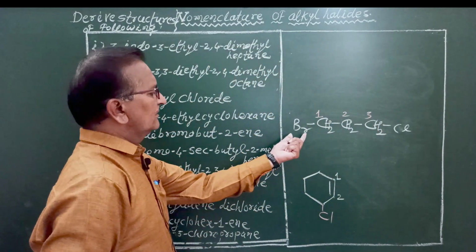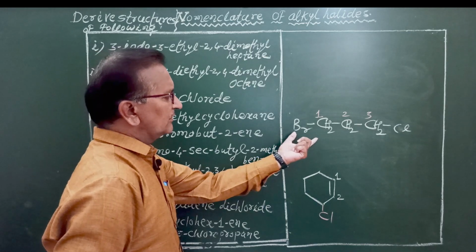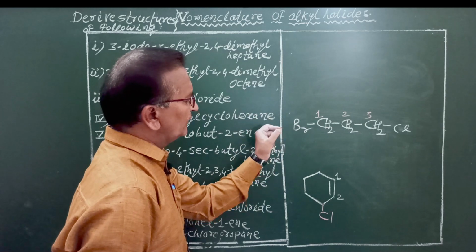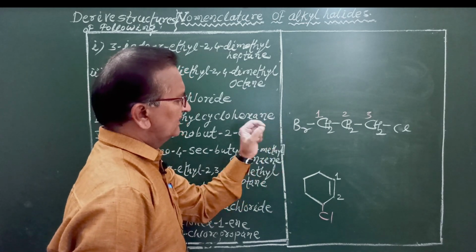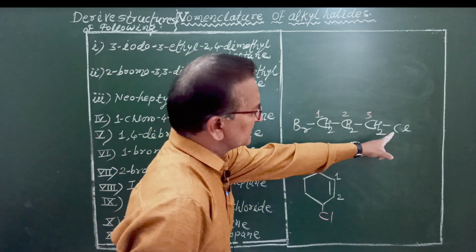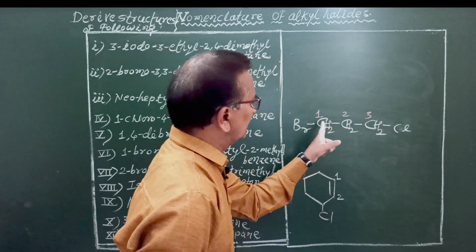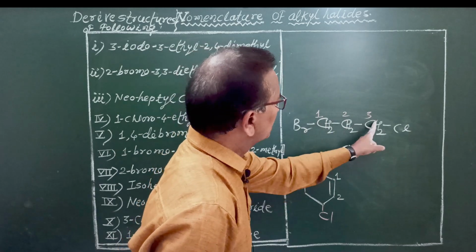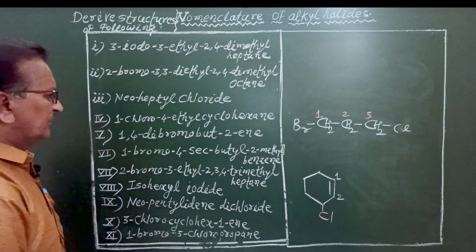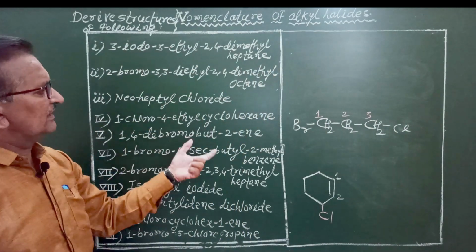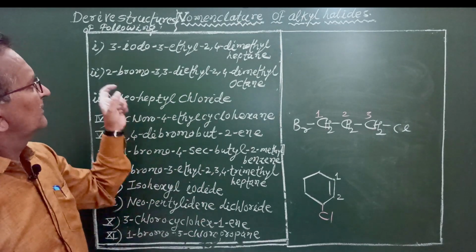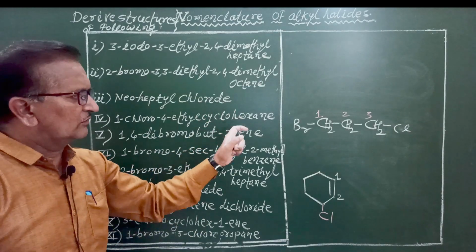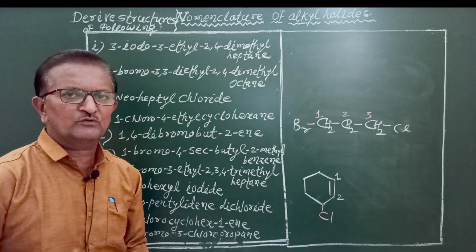Because here alphabetical order is important, since bromine appears first in the alphabet. B of bromine appears first in the alphabet as compared to C of chlorine. That's why numbering should be started from this end: 1, 2 and 3. 1-bromo 3-chloro propane. So this is regarding structural formulas of different compounds. When common names or IUPAC names are given, then we can draw the structural formula of organic compounds.